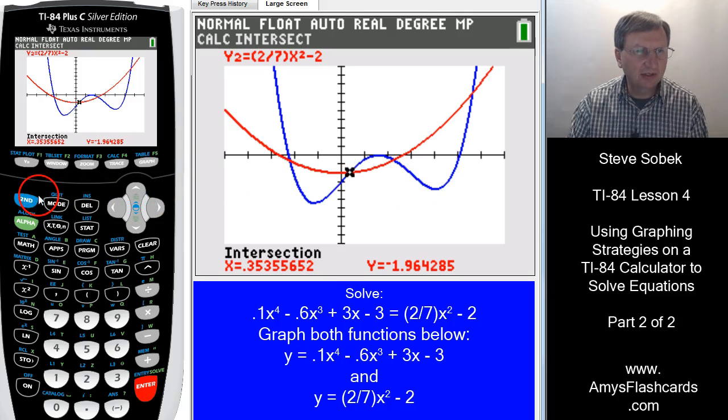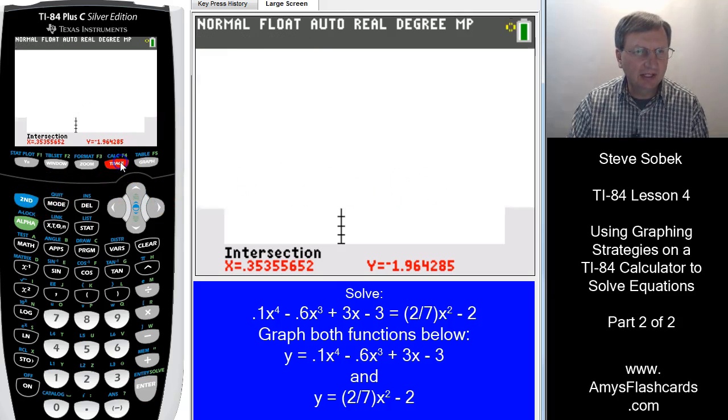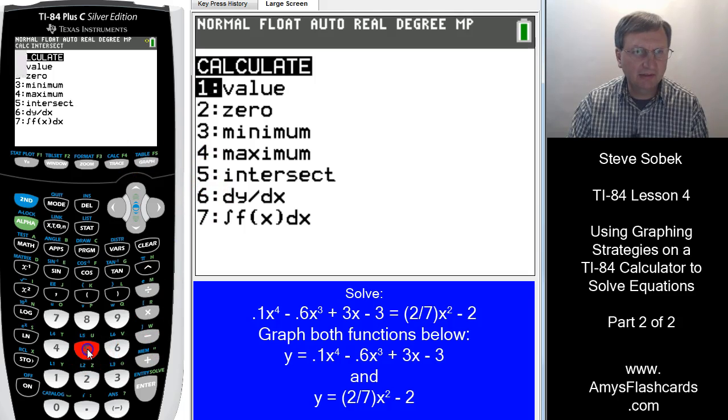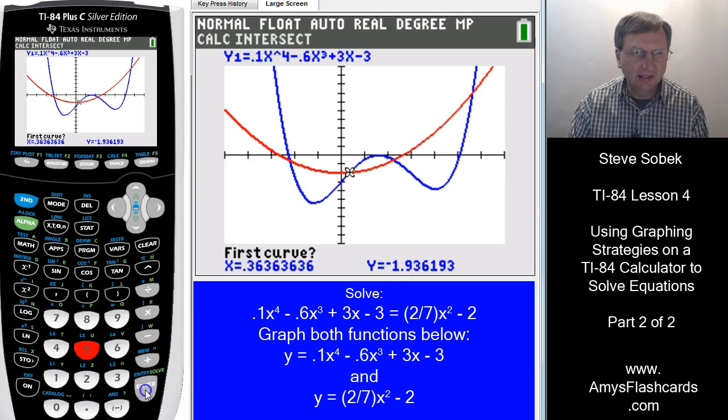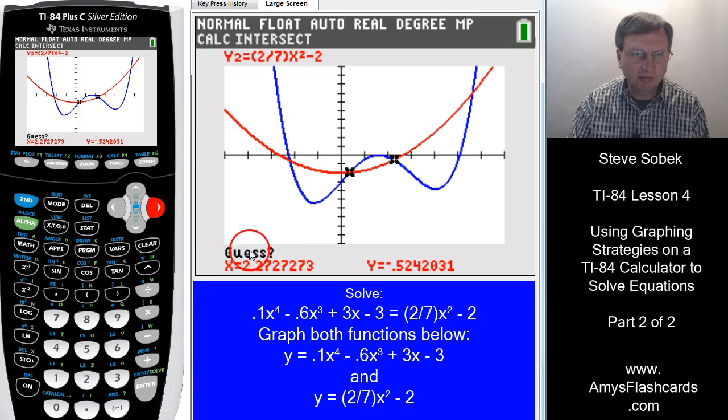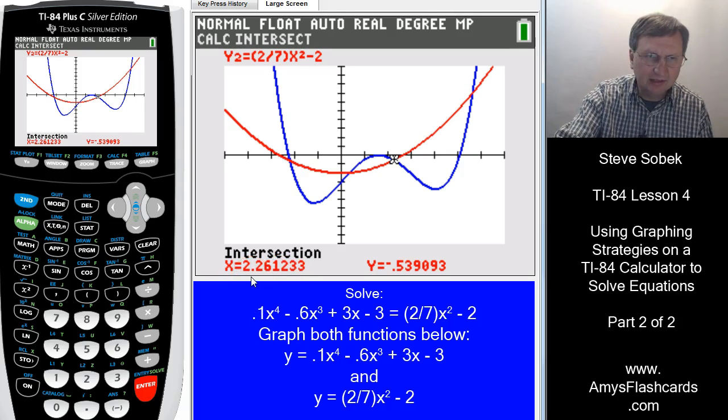All right, now that you've restarted the video, I'm going to go ahead and hit second calculate, number 5, intersect, enter, enter, accepting the first curve and second curve, and then hit the right arrow key to move close to this next point of intersection. Hit enter to accept that as it's prompting us for the best guess. So I'm pretty close right there. Hit enter, and then it shows me my next solution. Okay, 2.2612.